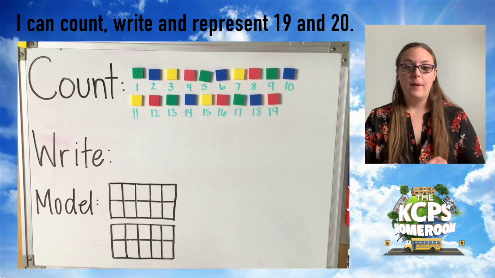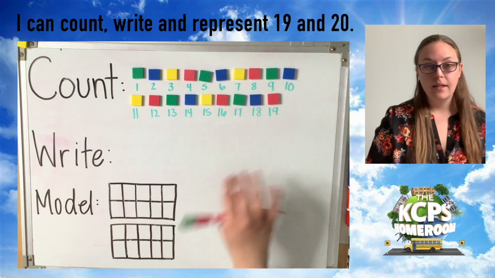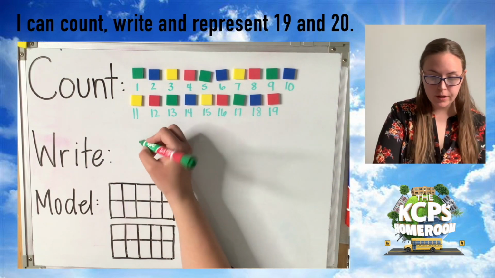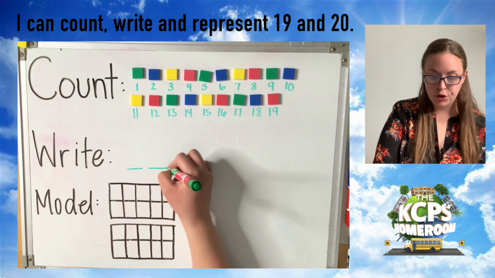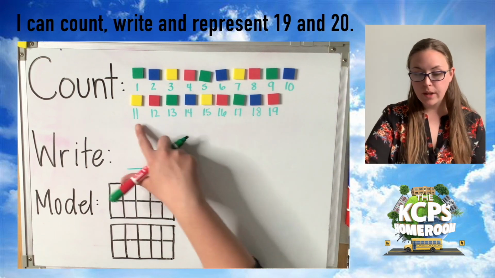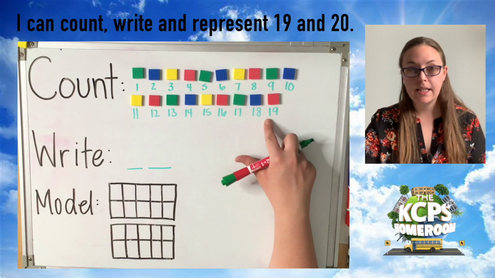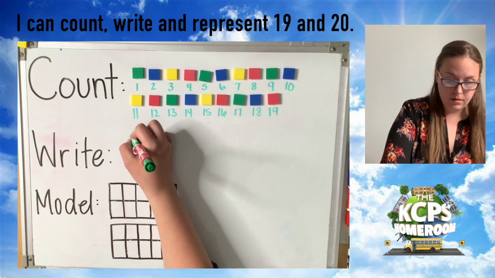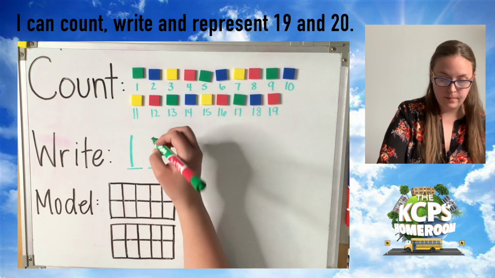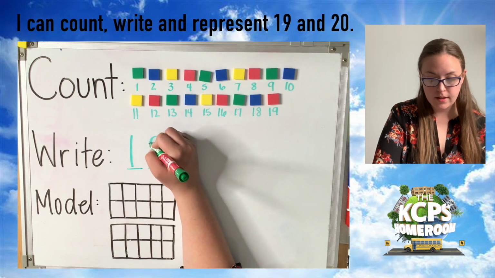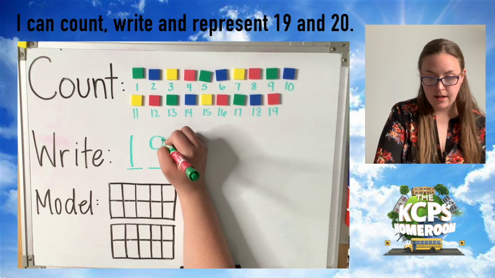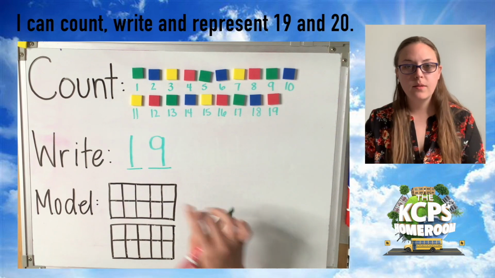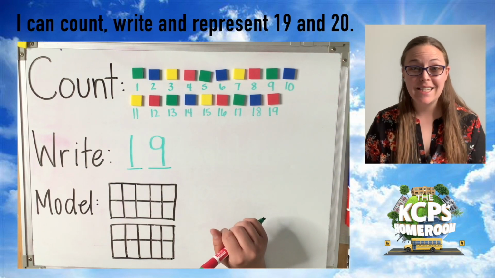So let's talk about how to write the numeral and the number name. First, we know that 19 has 2 digits in it. And we can tell from the pattern that 19 has 1 ten, so that means the first digit is a 1, and it has 9 ones. That means the second digit is a 9. So this is how you write the number 19.